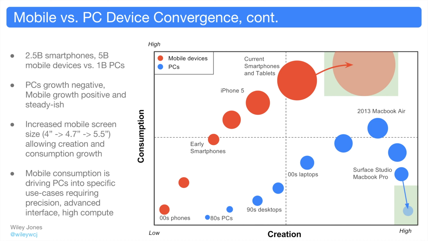And I want to get into an interesting dichotomy there and some distinctions, but really the idea is that mobile's consumption, and how mobile is fulfilling our need for consumption and actually expanding the amount we're consuming, is driving PCs into creation-specific use cases.